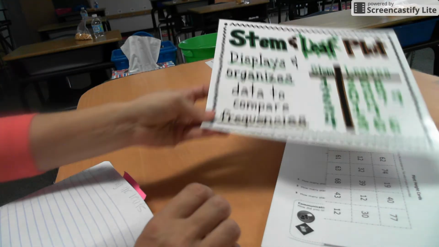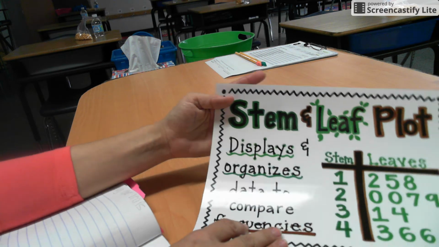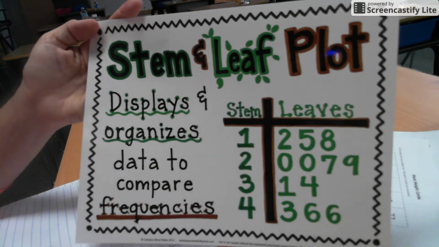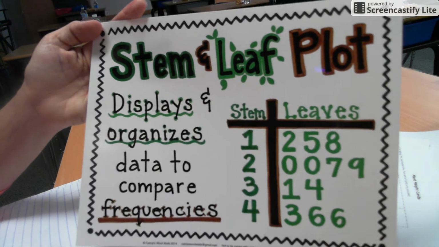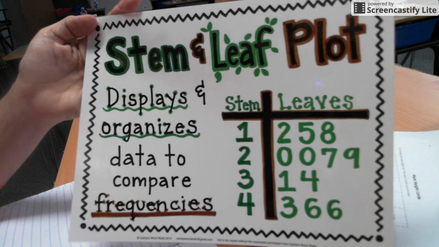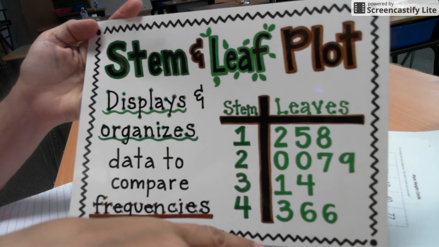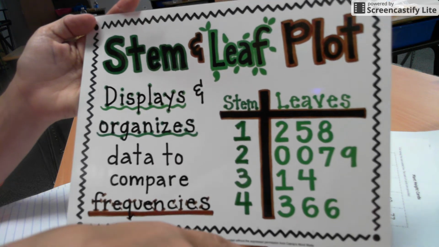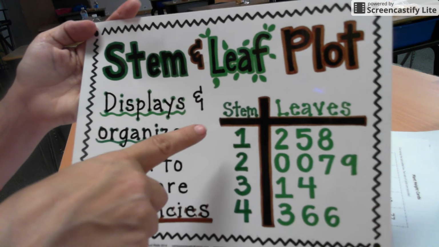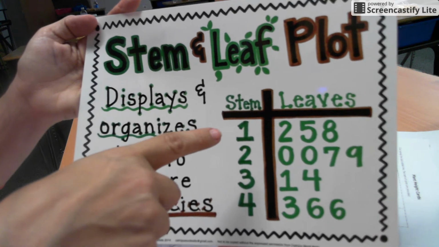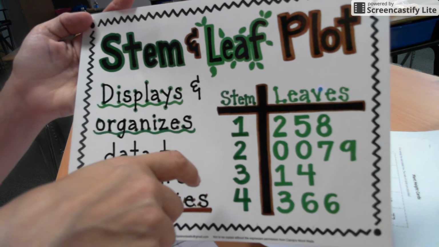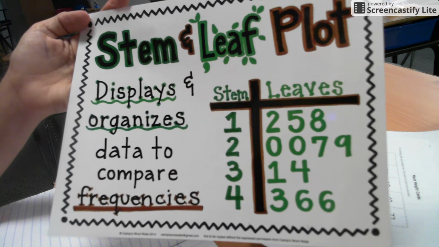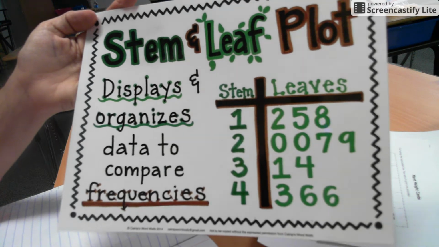So we've talked about stem and leaf plot just briefly when we talked about our countdown to star. So a stem and leaf plot displays and organizes data to compare the frequencies. And then here's an example of it. So we have stem, we have 1, 2, 3, 4. Then my leaves that go with 1, I have 2, 5, and 8. My leaves that go with 2, I have 0, 0, 7, 9. My leaves that go with 3, I have 1 and 4. And then my leaves that go with 4, I have 3, 6, and 6.